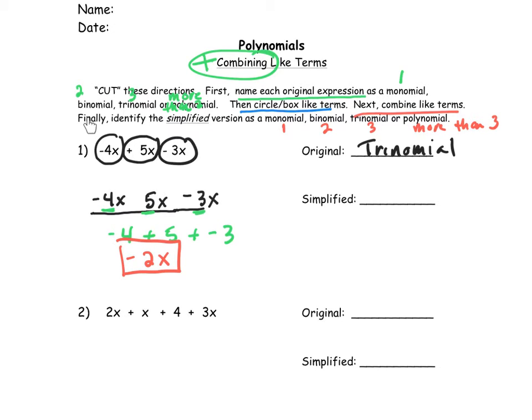And now if you look at the direction, it says finally identify the simplified version. That's certainly simplified. We started with 3 terms. Now we have 1. And we want to identify it as a monomial, binomial, trinomial, or polynomial. Well, one term is a monomial. So we're going to write our simplified version is a monomial.